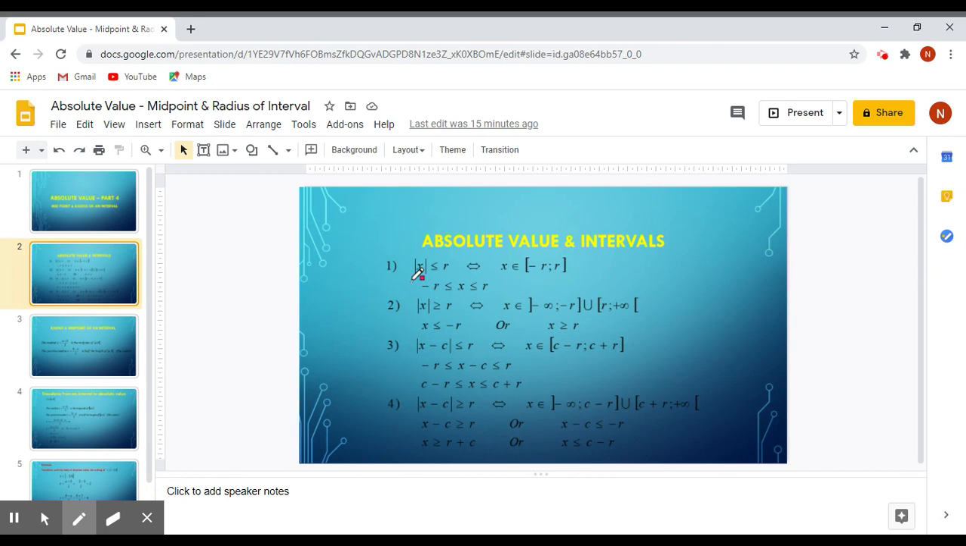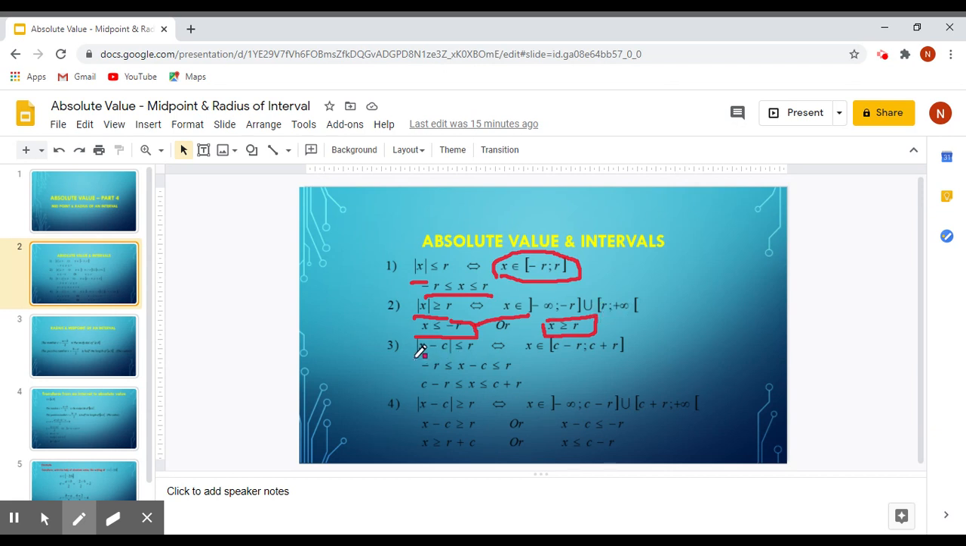The absolute value of x less than or equal to r means x is between minus r and r, therefore x belongs to the interval [-r, r]. If the absolute value of x is bigger or equal to r, then x is less than or equal to minus r, or x is bigger or equal to r, hence x belongs to the interval (minus infinity, minus r] union [r, plus infinity). The "or" represents the union.